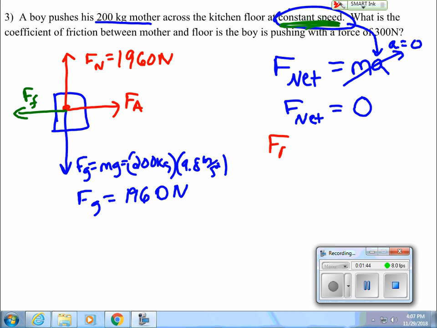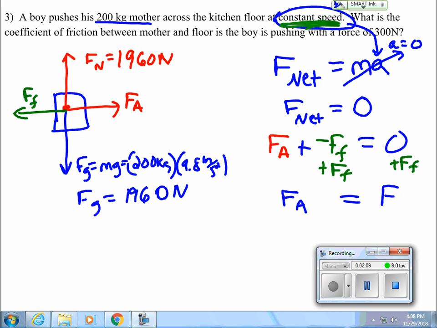Force applied plus negative force of friction. And all this is going to be equal to 0. That means if I add force of friction to both sides, what you do to one side of the equation you do to the other, it clearly shows that my applied force is going to be equal to my force of friction.